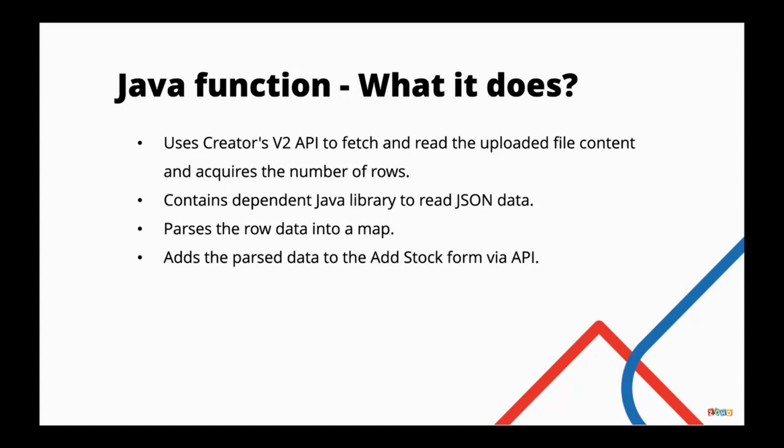So this function that we did see, what it basically does is it uses the V2 API to fetch and read the file that got uploaded into Creator, and also gets the number of rows, and the Java library to read the JSON data. We will also be able to upload that as a library, and then we will be calling that into the actual Java function. And then it parses each row's data into a map, and then adds the parsed data to the add stock form via, again, an API. So that's what basically the function did. All right.